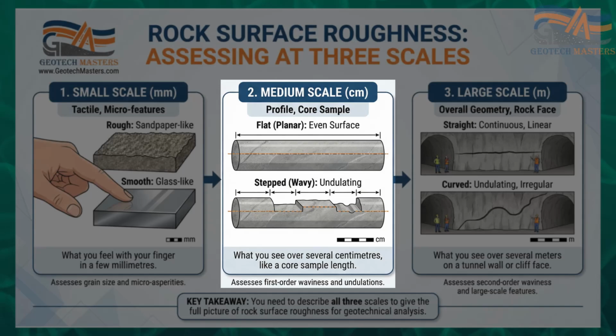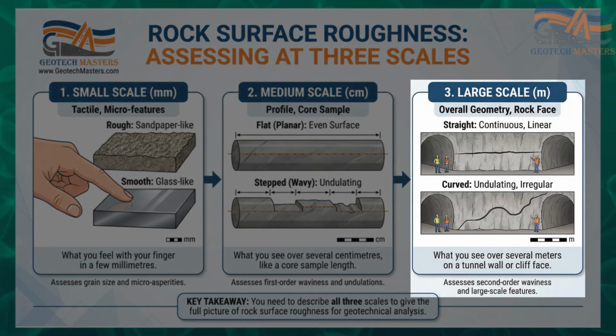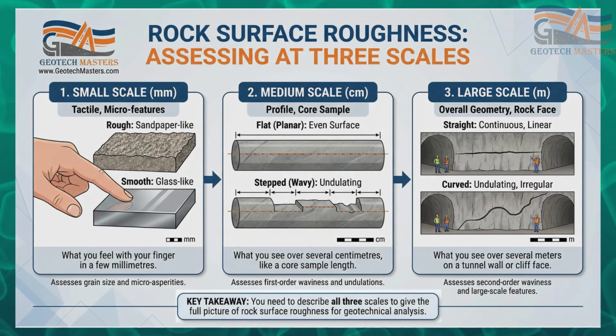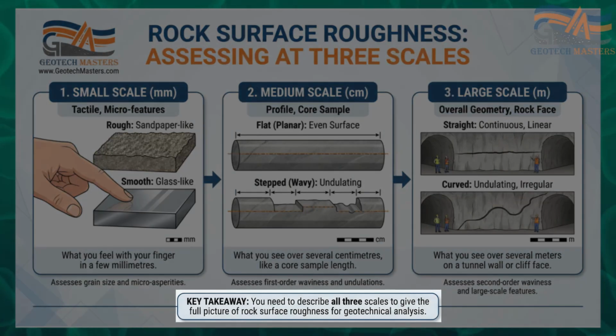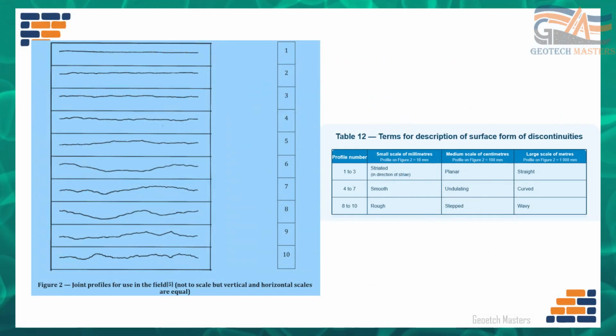Second, the medium scale. This is what you see over several centimeters, like the length of a core sample. Is the surface flat or does it have steps? Third, the large scale. This is what you see over several meters on a tunnel wall or cliff face. Is the whole crack straight or is it curved? You need to describe all 3 to give the full picture. The standard gives us specific terms to use in Table 12.